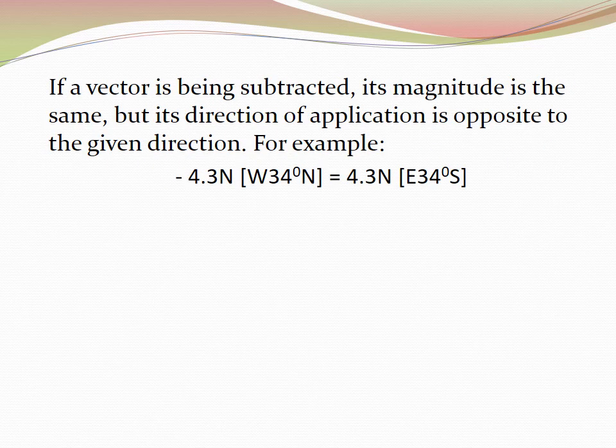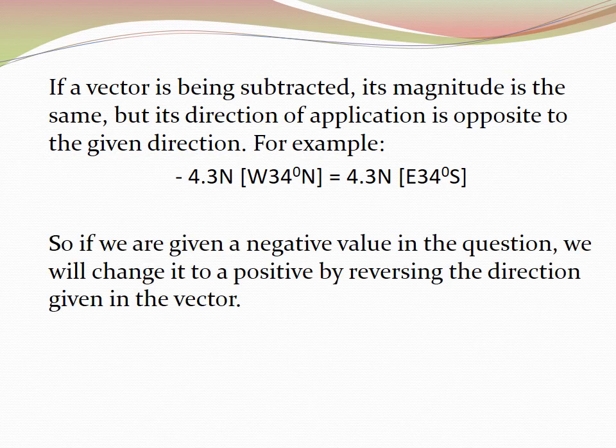If a vector is being subtracted, its magnitude is the same, but its direction of application is opposite to the given direction. For example, if we are given negative 4.3 newtons west 34 degrees of north, that is equal to positive 4.3 newtons east 34 degrees south. So if we are given a negative value in the question, we will change it to a positive by reversing the direction given in the vector.